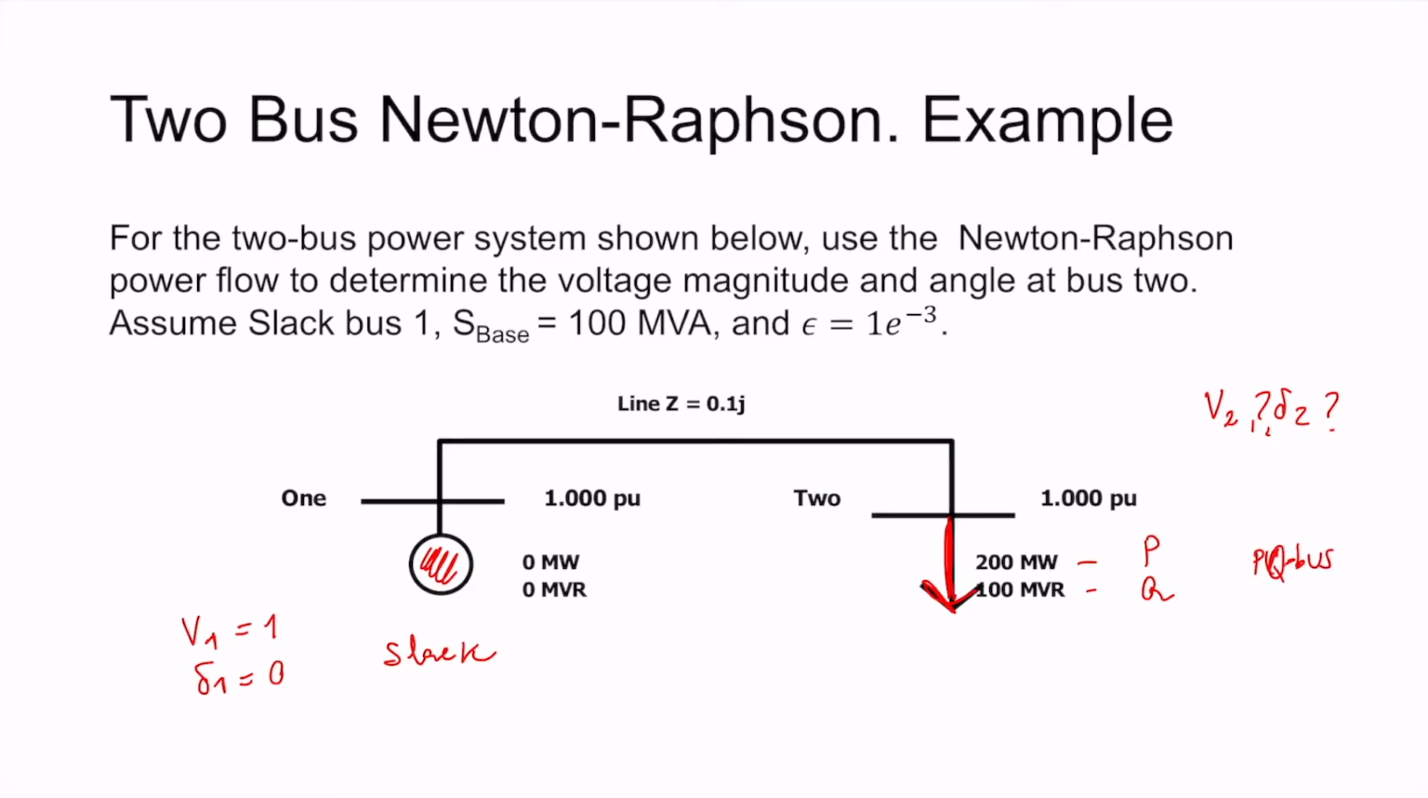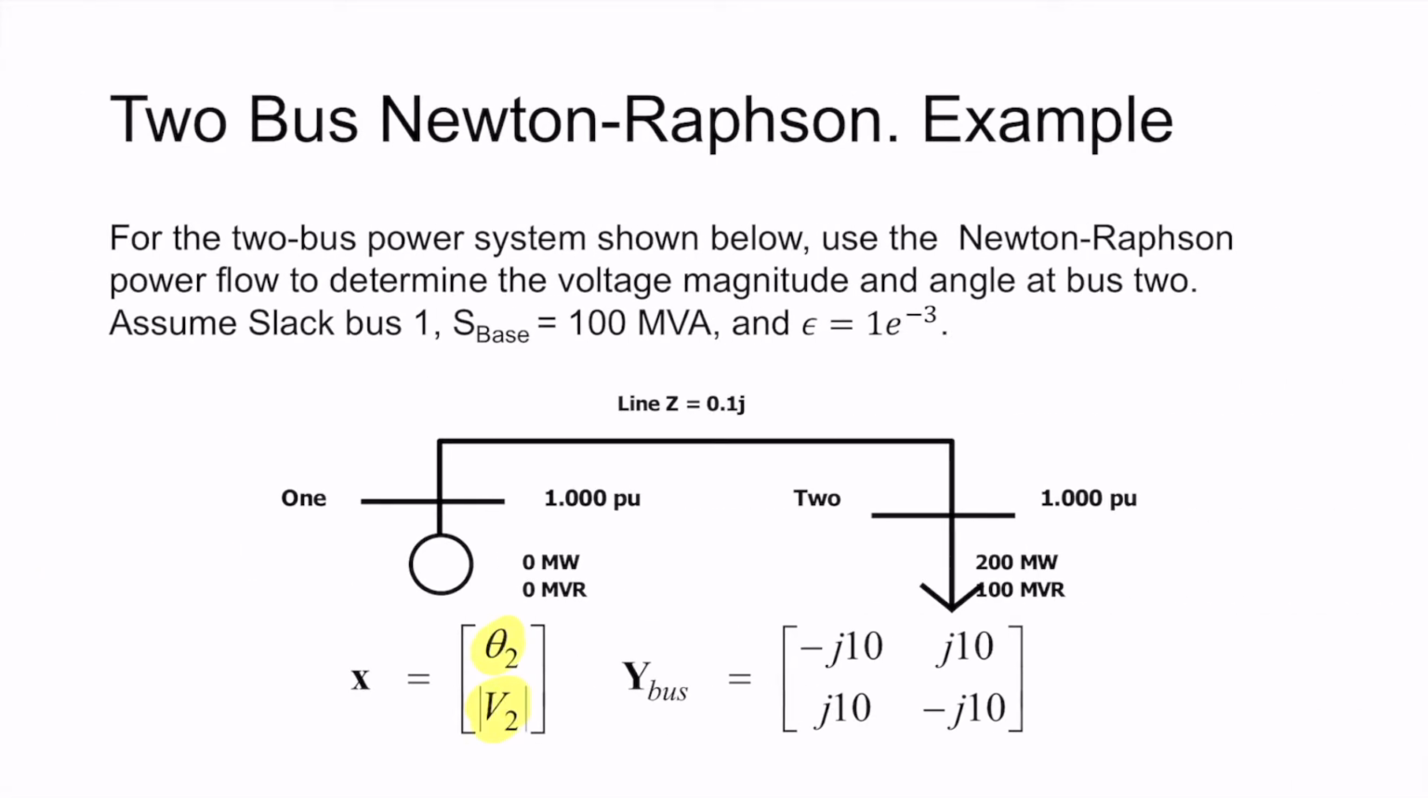So in total, we will have two variables, and I will have two equations, one related with net injection active power in this node and net injection reactive power in this node. Here they are, my variables, and I already gave you this Y matrix, or the admittance matrix. I have a series impedance of 0.1j, so the series admittance is equal to minus j10. So with that, it's simple to compute the Y bus.